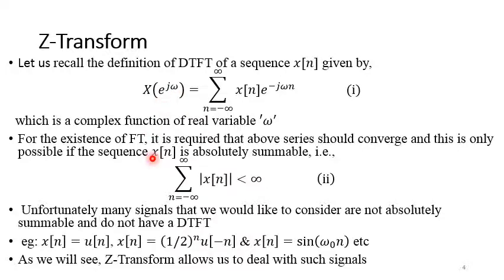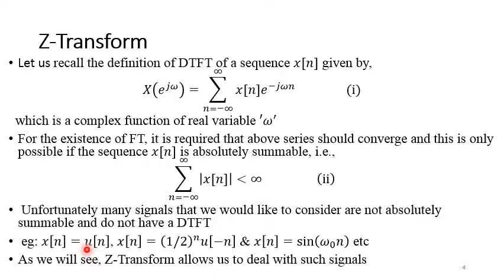For the existence of the Fourier transform, it is required that this series should converge. That means it should be absolutely summable, right? If the sequence is absolutely summable, then we can find its discrete time Fourier transform, or we can also say if it is not absolutely summable, then it must be square summable, right? Now, unfortunately, there are many signals that we would like to consider that are not absolutely summable, so they do not have a discrete time Fourier transform.